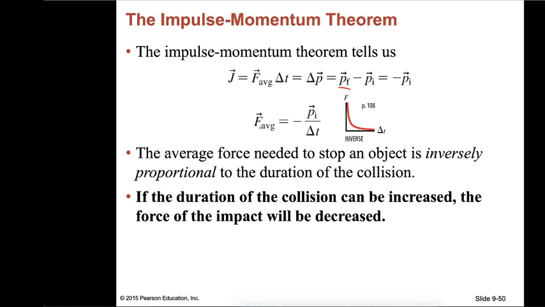And the average force equals negative P initial over delta t. That means the average force needed to stop an object is proportional to the momentum, and inversely proportional to the duration of the collision. So if the duration, or delta t, of the collision can be increased, the force of the impact will be decreased.